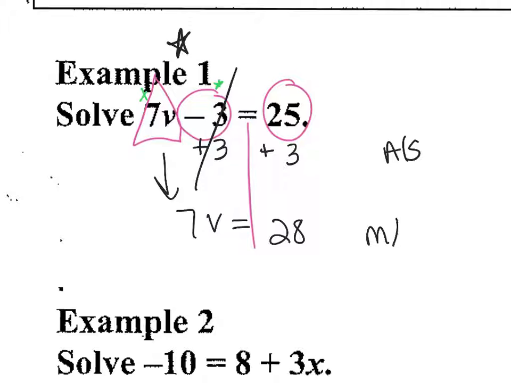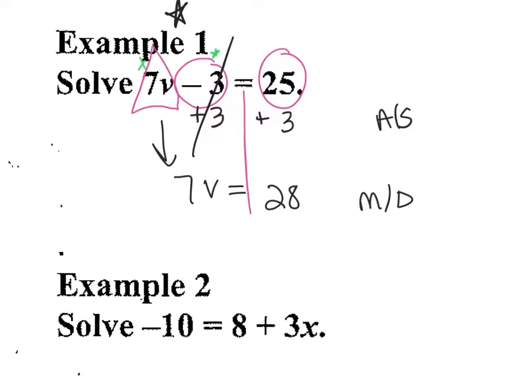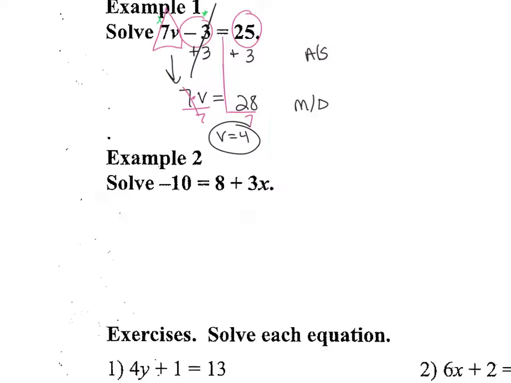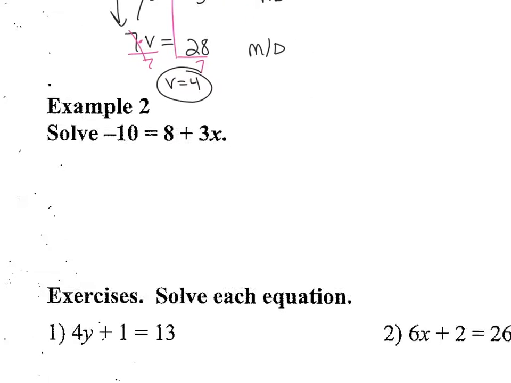Now my second step, I'm going to have to multiply or divide. I'm going to divide. Why am I dividing on this one? Last step. Isaac, why? I don't know. Well, because that's multiplying, right? So the opposite would be to divide. So 28 divided by 7? Is 4.